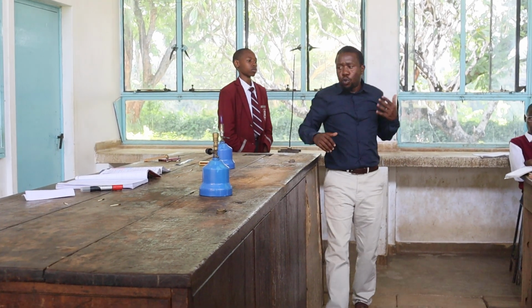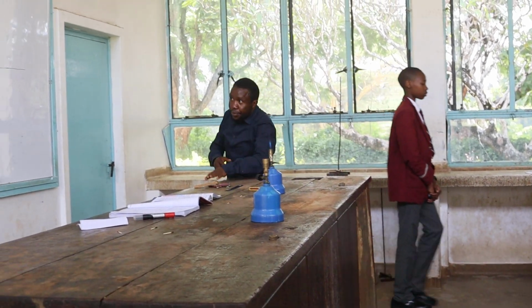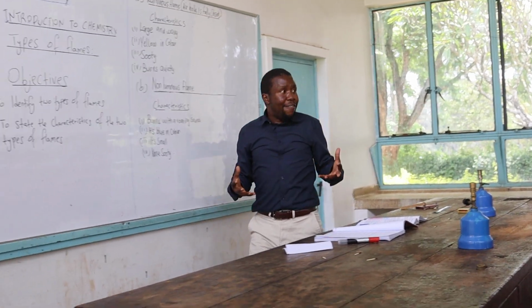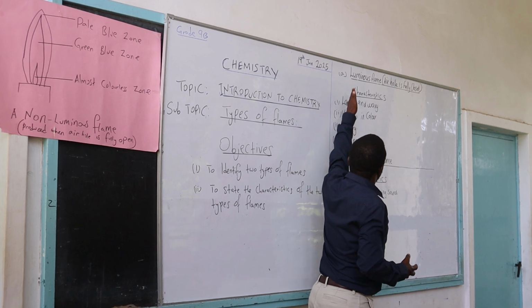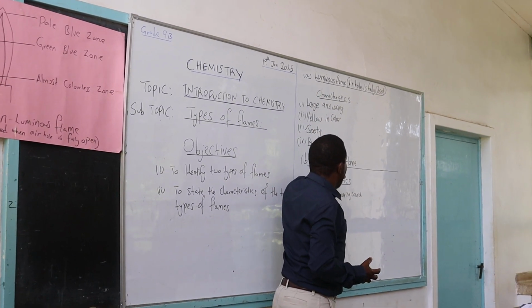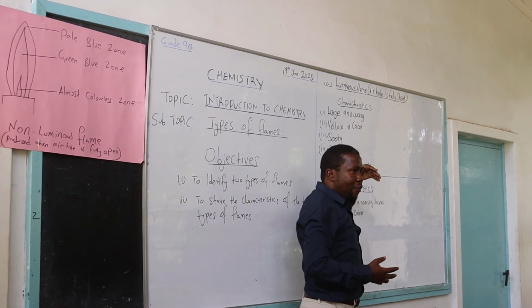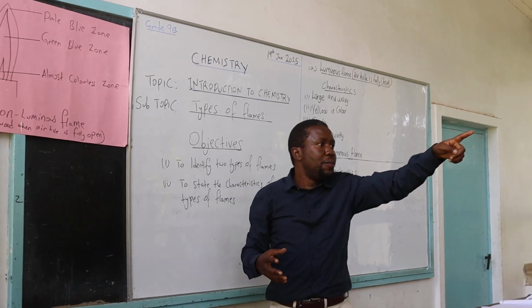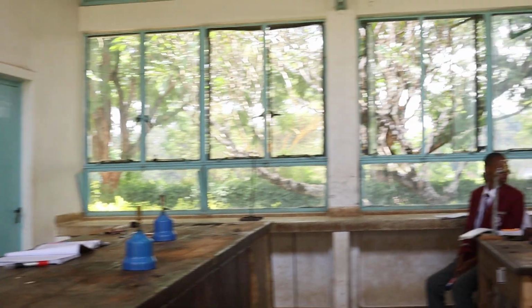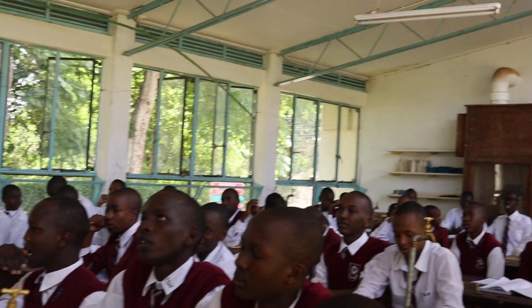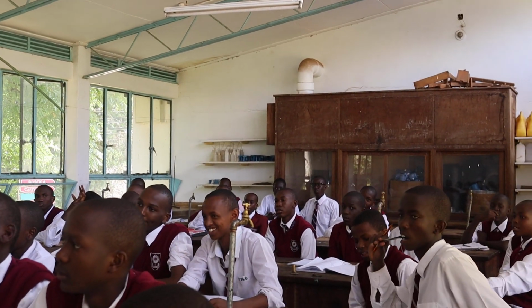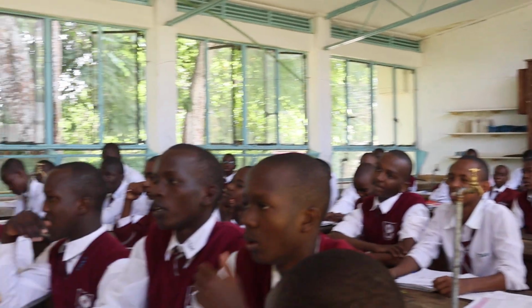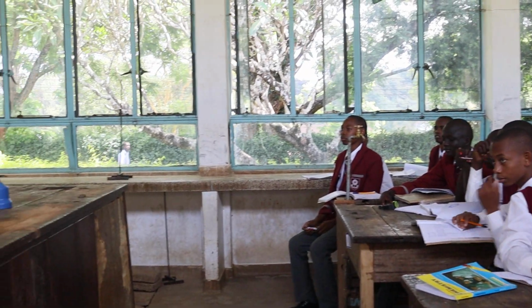Now, to conclude our class, today we have learned about two types of flames. The first flame is what? Luminous flame. And the second flame is non-luminous. Before I proceed, does anyone have any question? Yes, Kipsan. I wonder what the difference is between the colors of the two flames. Very good. Sam is wondering what brings about the colors of the two flames.